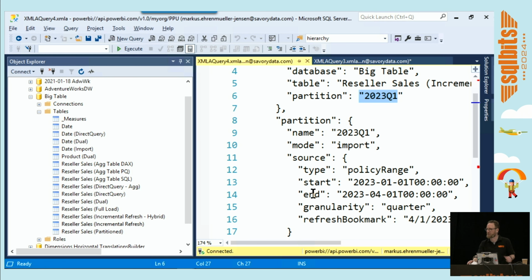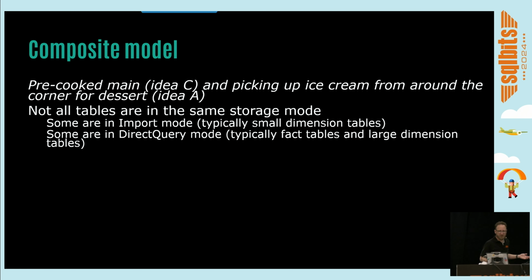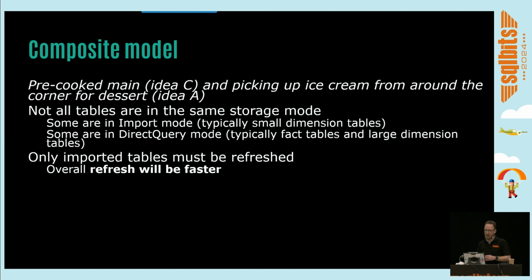Okay, so the next thing is composite model. Maybe you say, yeah, the dimension tables, they are small, right? I want to import them, but the fact table is just too big. And there's a way for doing this, so we can combine things. A composite model means one data model, one semantic model, where some of the tables are in import mode, other tables are in DirectQuery mode. And Power BI also allows you this.